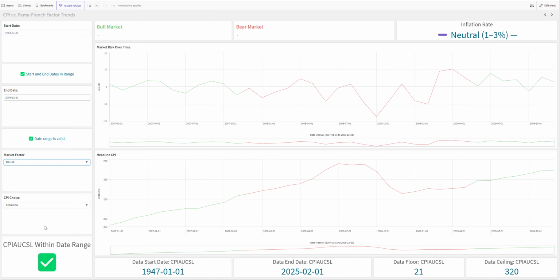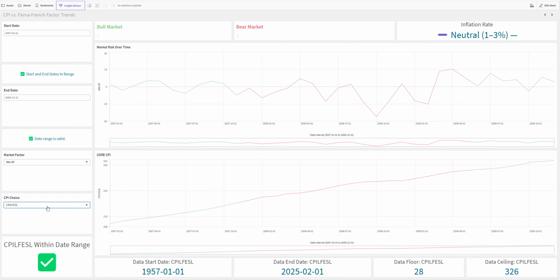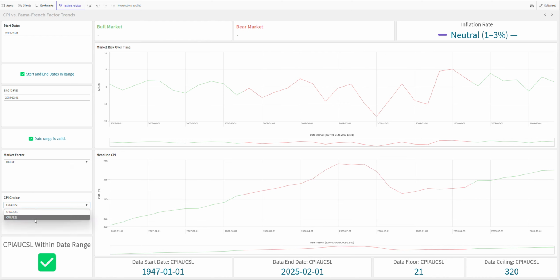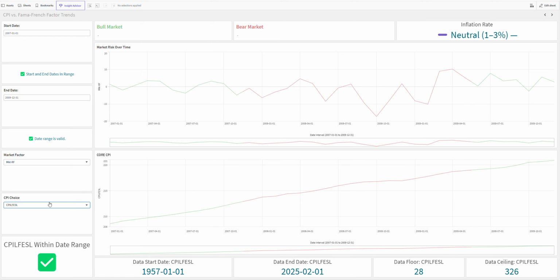Headline CPI, CPIAUCSL, measures the overall change in consumer prices, including food and energy, reflecting inflation experienced by most urban consumers. Then we have the core CPI, CPILFESL, which excludes food and energy prices for a more stable view of long-term inflation trends. Looking from 2007 to 2009, both CPI series indicate inflation stayed relatively neutral, mostly between 1% and 3%. Let's go ahead and toggle between the 2 CPIs. So we got headline, and then the core, pretty much neutral, 1% through 3%.